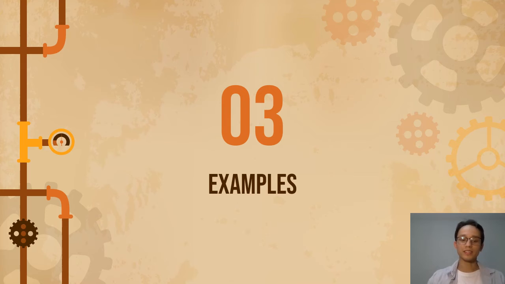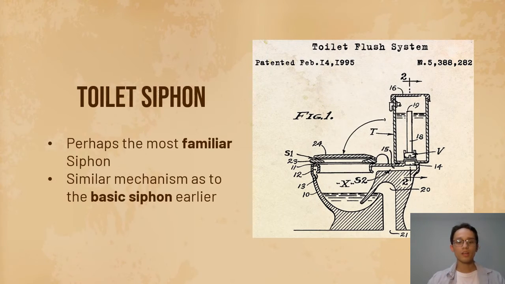So, moving on to examples. First, I wanted to go over one that people are most familiar with, which is the toilet. Here you have the siphon at the bottom, where all that water sits, and then you have your reservoir at the top. So you can kind of think of there being two reservoirs, the one where the water flows from, and then the one that sits in the bowl.